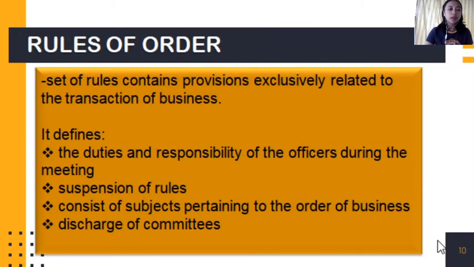Let's move to our next subtopic, which is rules of order. Rules of order, as defined, is a set of rules that contains provisions exclusively related to the transaction of business. It defines the duties and responsibility of the officers during the meeting, the suspension of rules, the consensus of subject pertaining to the order of business, discharge of committees, so any topic related to orderly conduct of a meeting. However, ordinary organizations rarely adopt the rules of order because the subjects pertinent to rules of order are already stipulated in their bylaws. Okay.